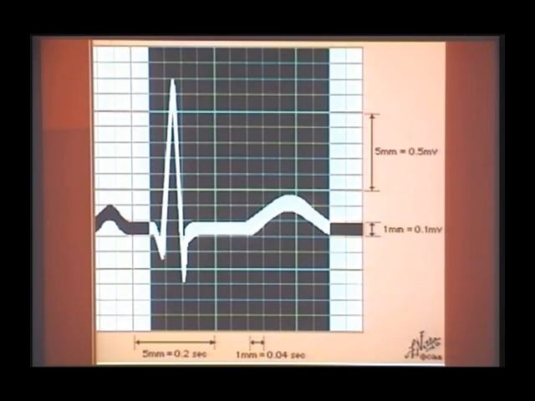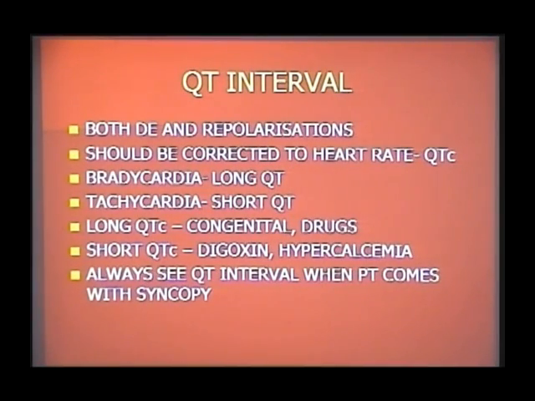In lead AVL, you measure the QT interval from the beginning of the QRS complex to the end of the T wave. This is my QT interval. The QT interval represents the combination of entire depolarization and repolarization. The QT interval will vary with the heart rate. Bradycardia will produce a long QT, tachycardia will produce a short QT. That's why whenever you measure a QT interval, you have to correct it with the heart rate.